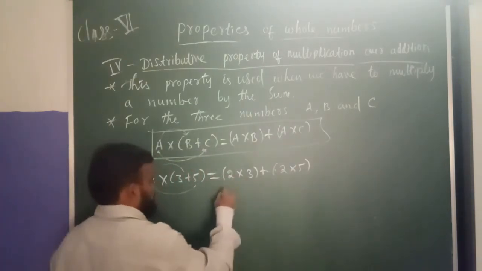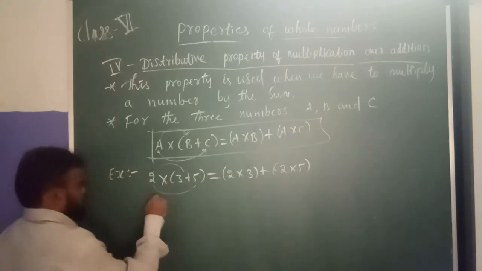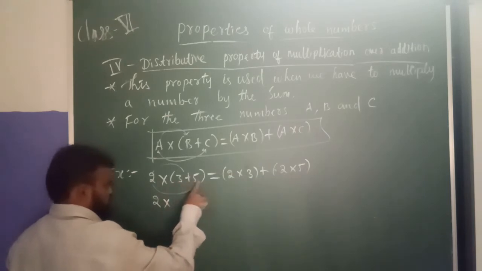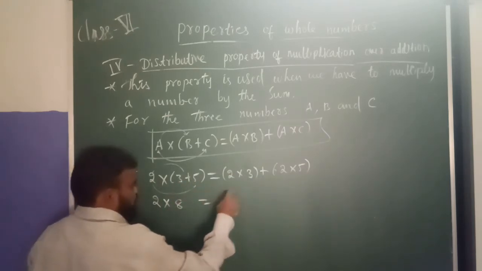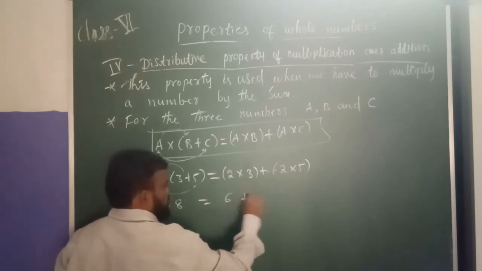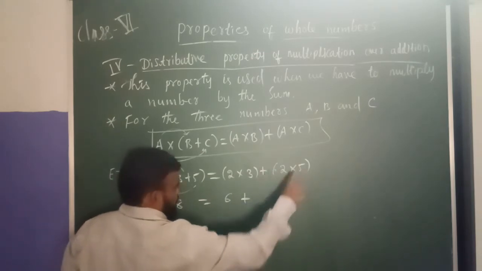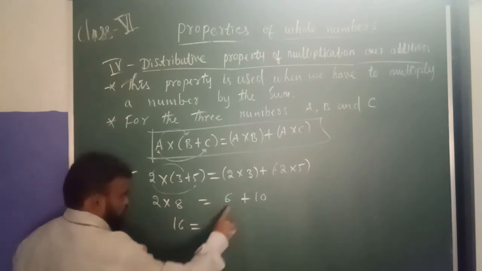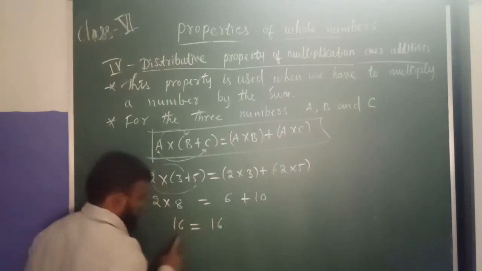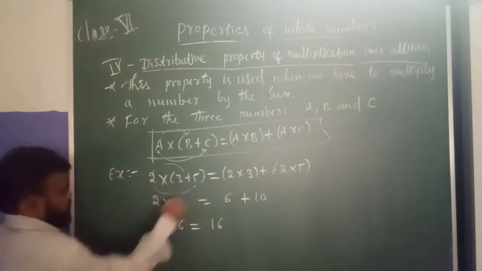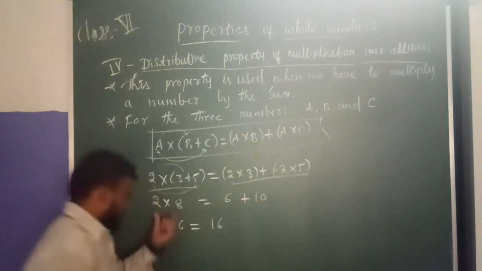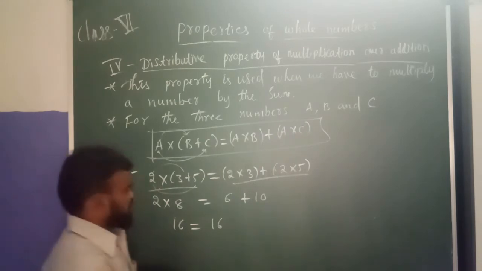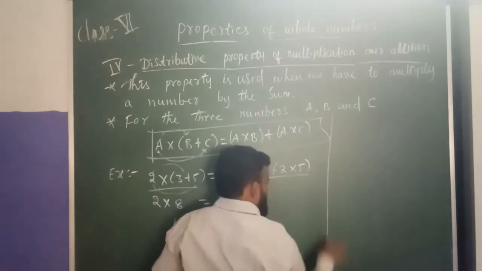2 3s are 6, plus 2 5s are 10. On the LHS side, 3 plus 5 is 8, and 2 8s are 16. And 10 plus 6 is 16. Both sides we got equal. LHS is equal to RHS. Both values we are getting exactly, 16 and 16. Got it?